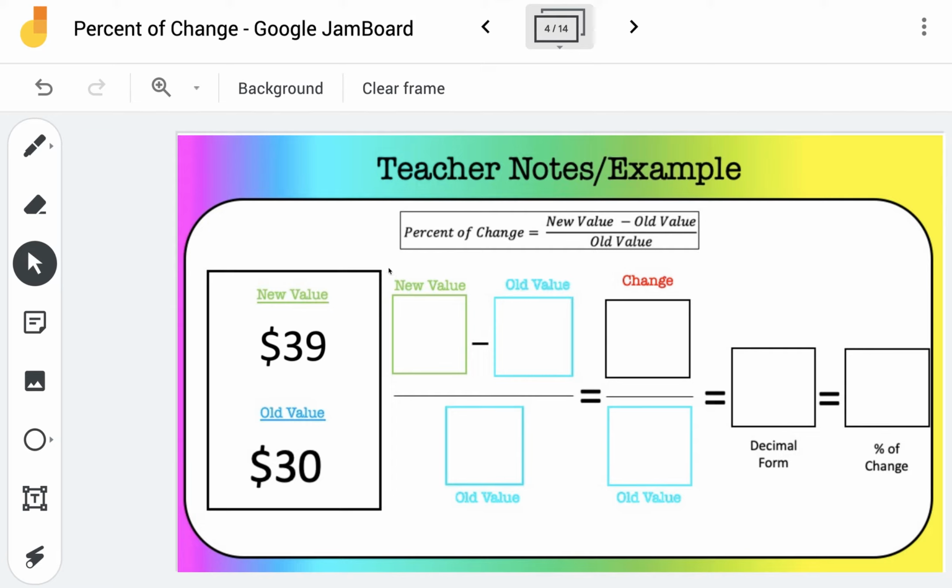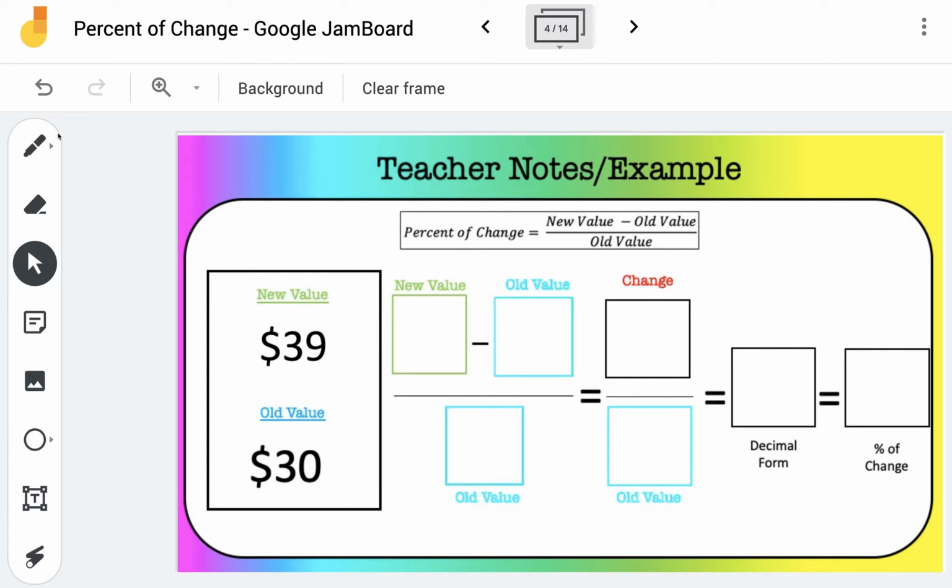Hey everybody, for this problem we're going to figure out the percent of change between two numbers. We have a number 30 and that number 30 is changing up to 39. So it's going to be a percent of increase. The way you find the percent of change is to use this formula right here: the new value minus the old value over the old value. Then you take that fraction and convert it into a percentage.